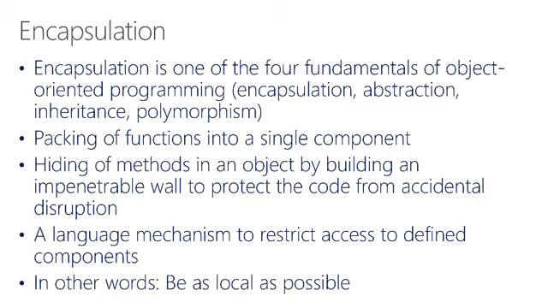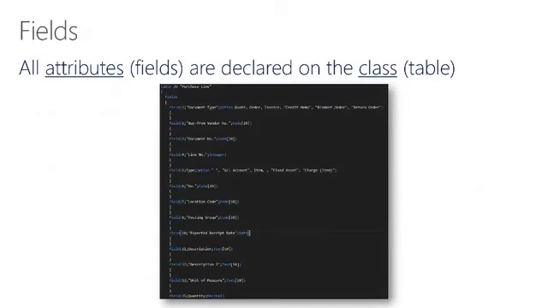Encapsulation is also a language mechanism to restrict access to defined components. In other words, be as local as possible. One of the key things that we always try to hammer home in our workshops is that using global variables and global procedures is basically not good, except in certain exceptions. Other than that, we always try to be as local as possible. So take a variable, make it a local variable, and pass it into other functions as a parameter rather than a global.